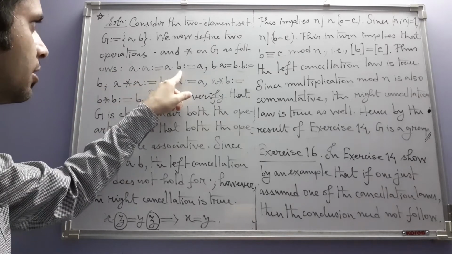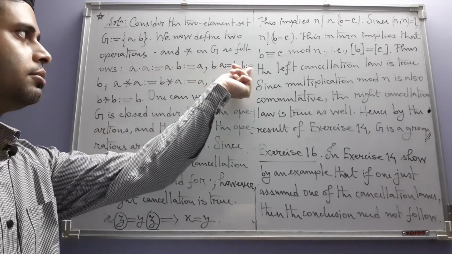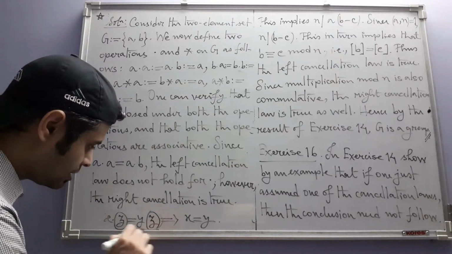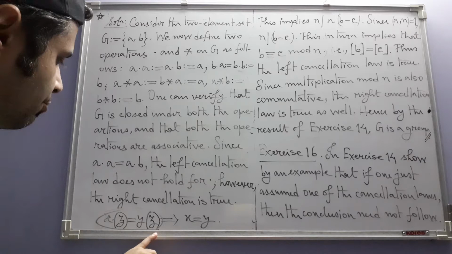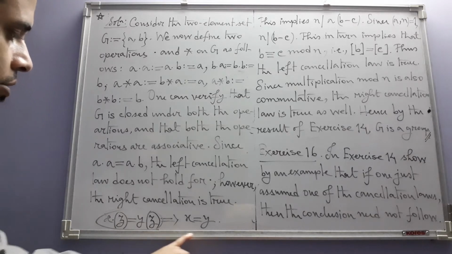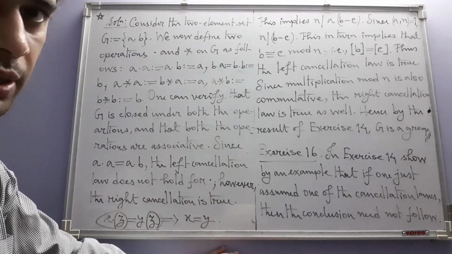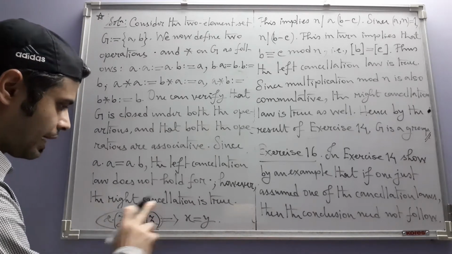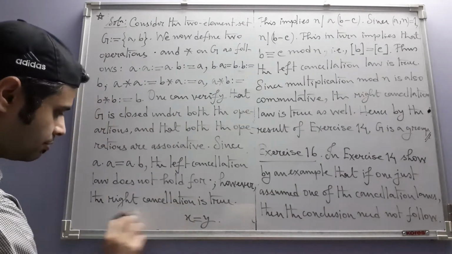If the second factor is taken to be b, then this is one product, a dot b, this is the other. They are also not equal. So the hypothesis is not there at all, or the hypothesis is false. So the conclusion is vacuously true. This implication is vacuously true. So that's why the right cancellation law is vacuously true.